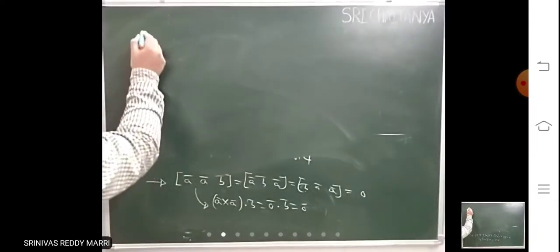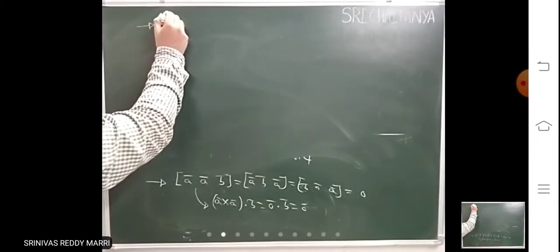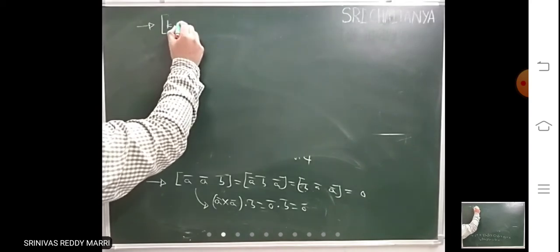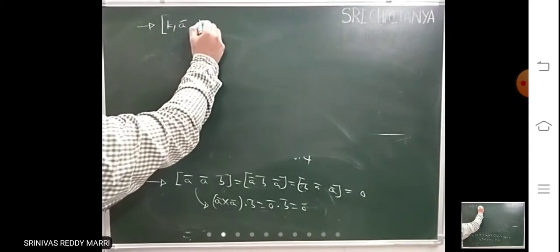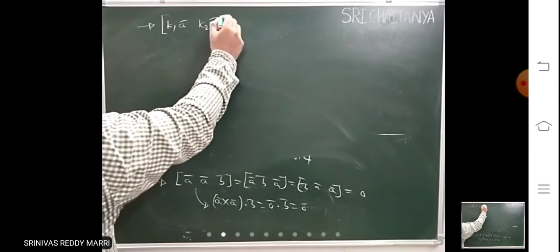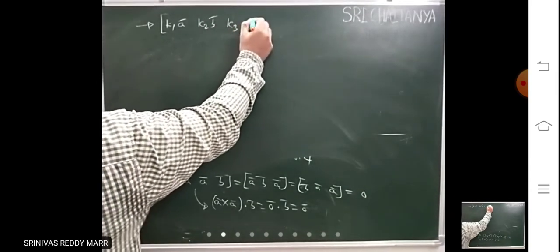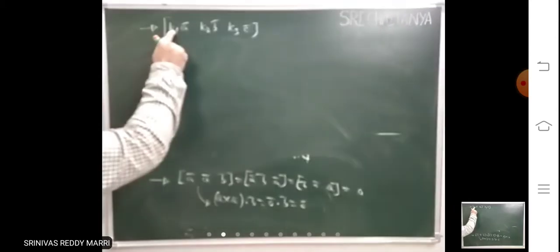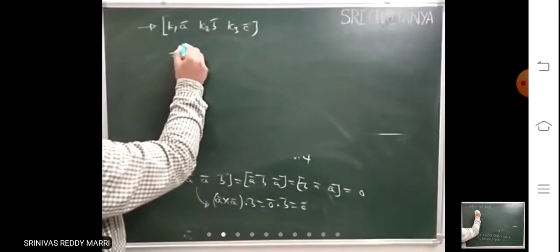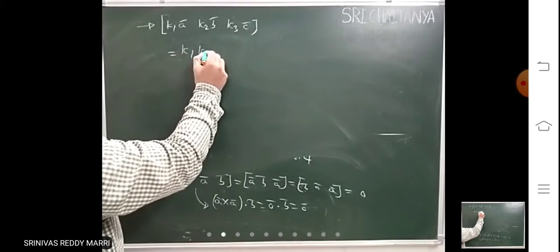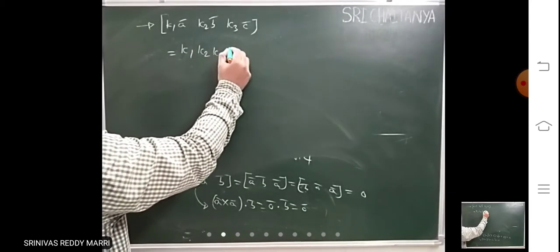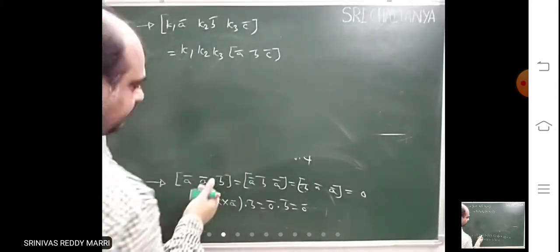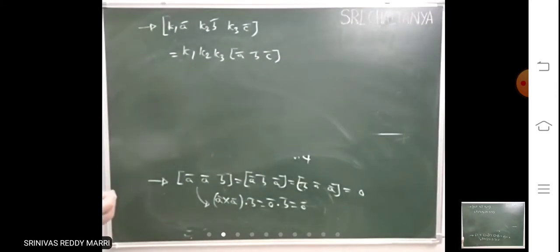Next property. Suppose in the scalar triple product there are K1 A bar, K2 B bar, K3 C bar, it is like this. Then scalar multiples are there. You can write the constants outside.